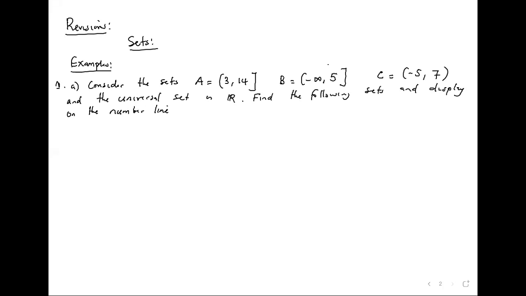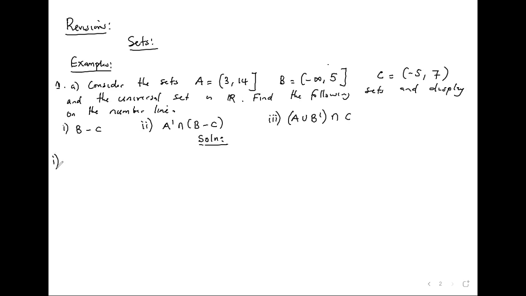Okay, find the intervals. 1, B minus C. 2, A complement intersection B minus C. 3, A union B complement intersection C. Solution.